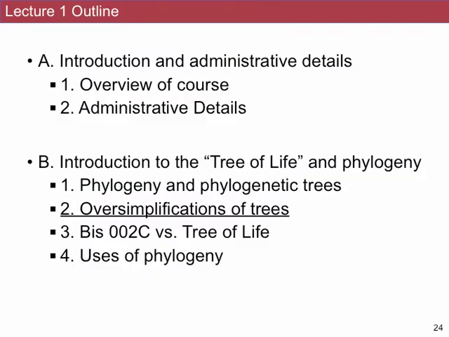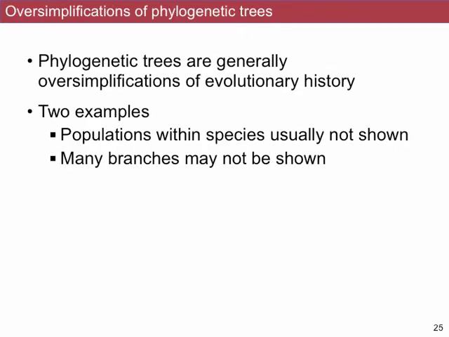Okay, so what I just showed you was what we would call a simplified phylogenetic tree. Almost all the trees we're going to use don't represent the real history of organisms. And I'm going to show you two examples of oversimplifications that happen when we draw evolutionary trees. One relates to populations within species, which are generally not shown on these trees. And another relates to having more branches than we actually show when we draw the phylogenetic tree.